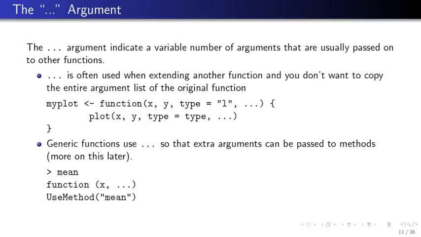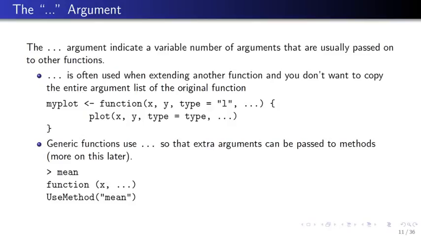So there's a special argument in R functions, which is the ... argument, and it's used to indicate a variable number of arguments that can sometimes be passed on to other functions. The 3 dots are often used when extending another function, and you don't want to copy the entire argument list of the original function.